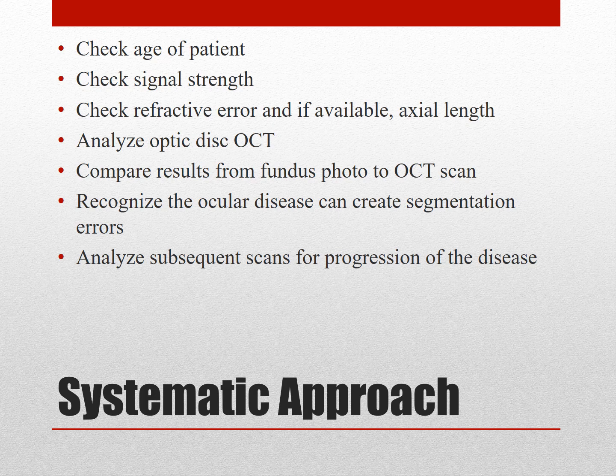Again, check the refractive error, especially when you have a high refractive error patient. You want to make sure if that's going to contribute to how the structure of the nerve or retina is, as well as axial length. If you have that available, just look at that too, just to make sure what is going on. Analyze the optic disc thoroughly, like I showed you in so many examples.